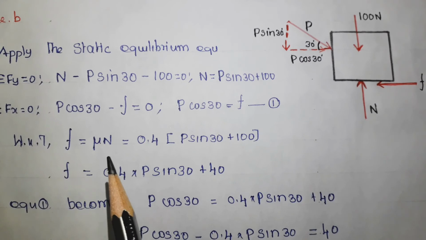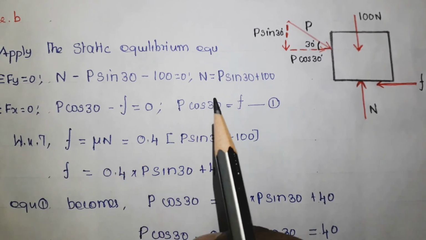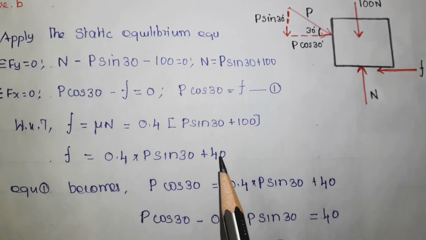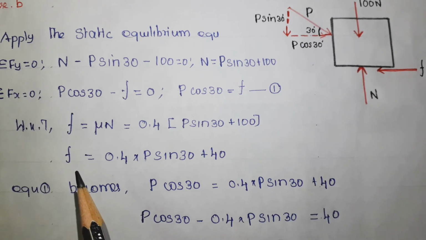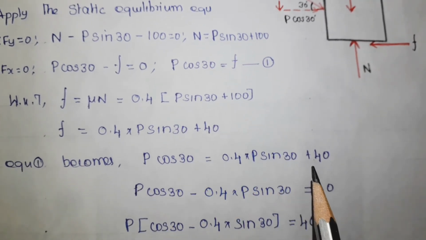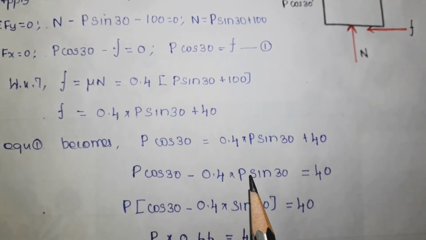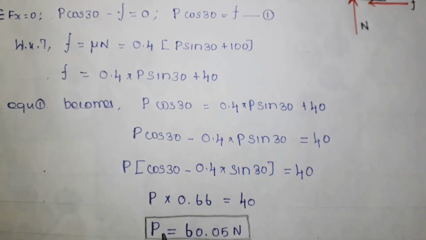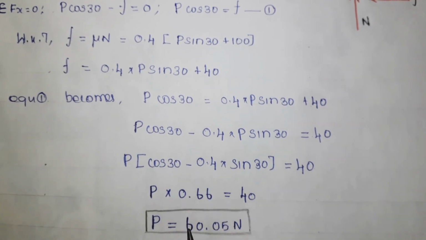But we know that F equals mu times n. Now, in the place of n, substitute this one, which is given in the problem. Just multiply it, and you will get the answer something like this. Now substitute this F value into the first equation, and you will get an equation something like this. Now multiply this 0.4 inside and bring all the P related terms to the left hand side and take the P out. So finally you will get the answer as P equal to 60.05 Newton.